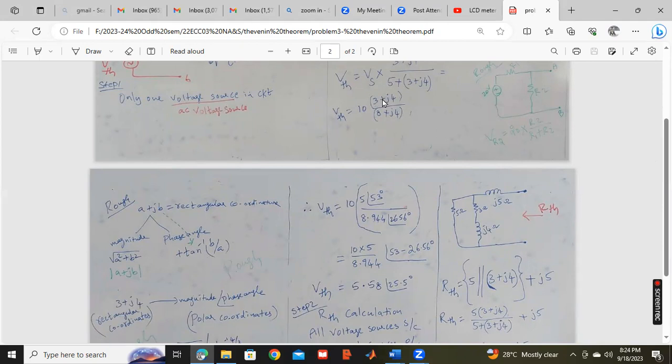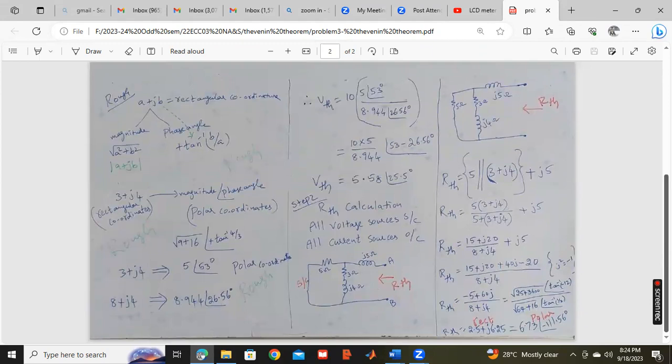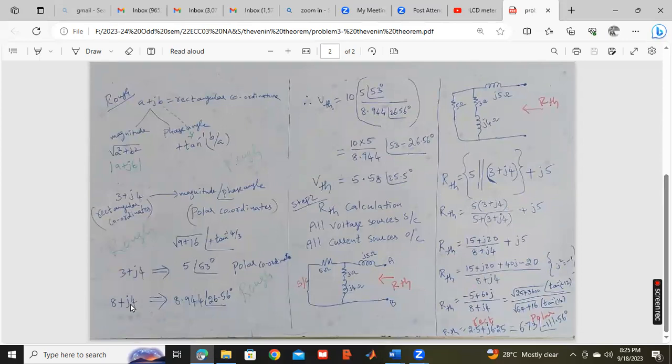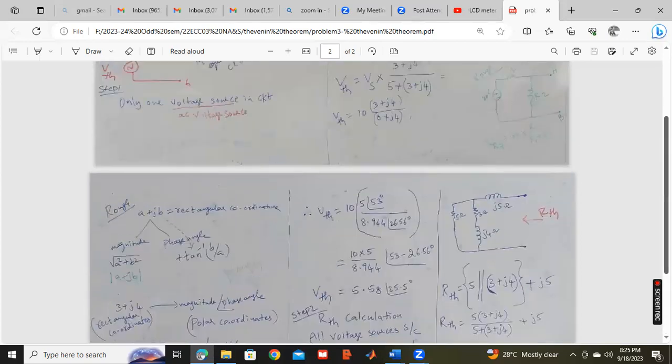Now in the numerator we have 3 plus J4. When we do the rectangle to polar conversion using a calculator, 3 plus J4 is 5 angle 53. Similarly, the denominator 8 plus J4, when we convert, becomes 8.9 angle 26.56. I am writing as it is. VThevenin calculation: 10 into 3 plus J4, which is 5 angle 53, over 8 plus J4, which is 8.9 angle 26.56.